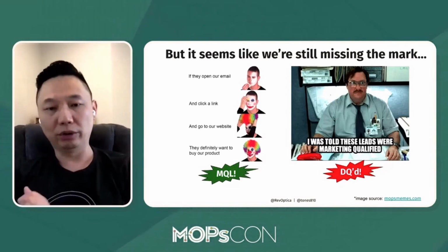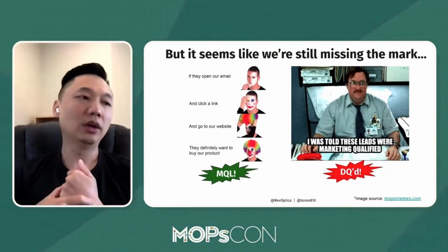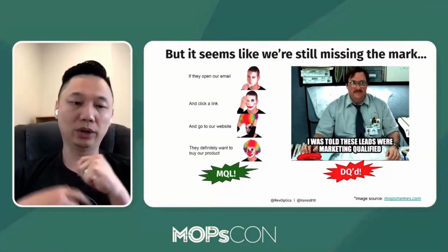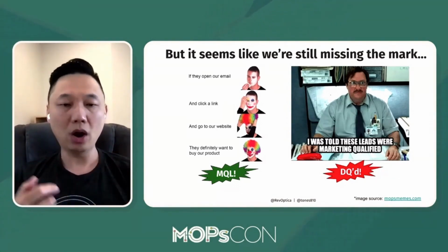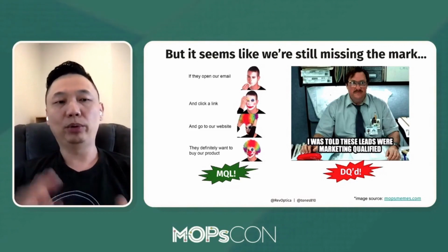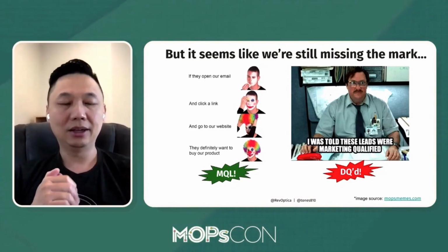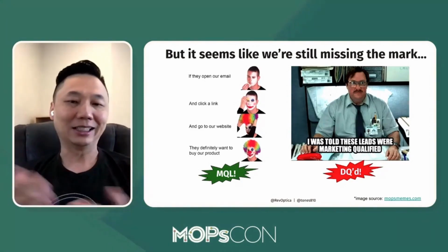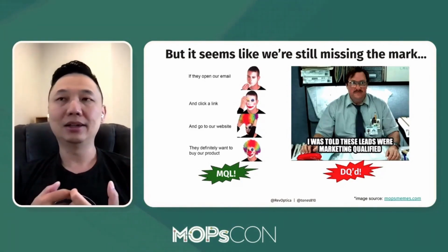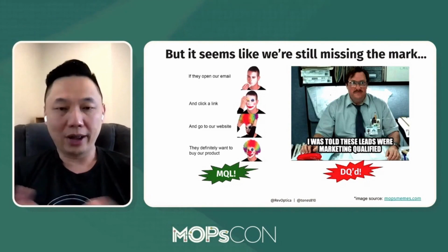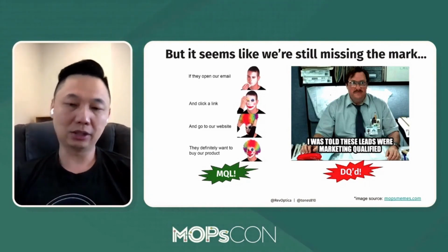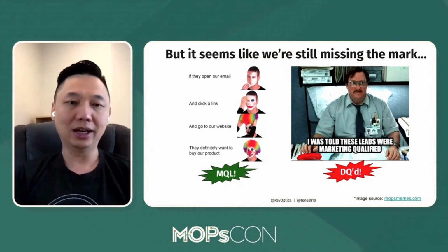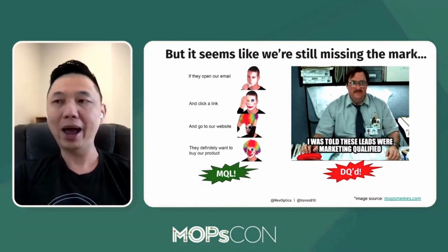And then we pass it over or toss it over the wall to our friends over in sales, an SDR or BDR. And this poor person takes that lead and tries to work it and finds out that this lead wasn't exactly qualified for whatever reason. And so they automatically disqualify it right off the bat.